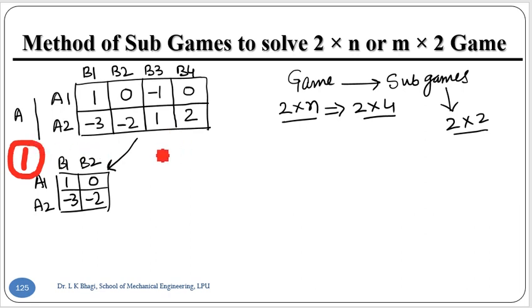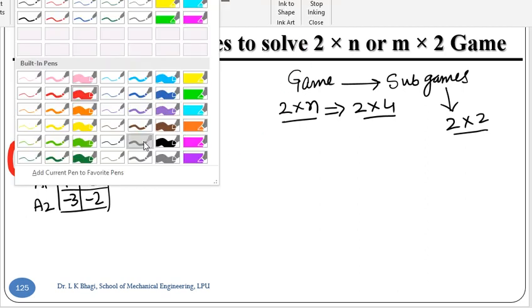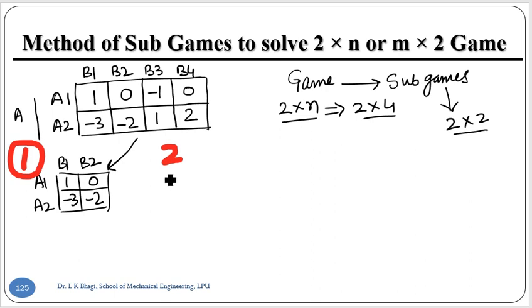Now I want to write the sub game 2. In the sub game 2, what we have to do? Now, a1, a2 remains as it is. This is a1, this is a2, but the strategy now we consider b1, b3, and for b1, b3 it is 1, minus 1, minus 3, and 1.